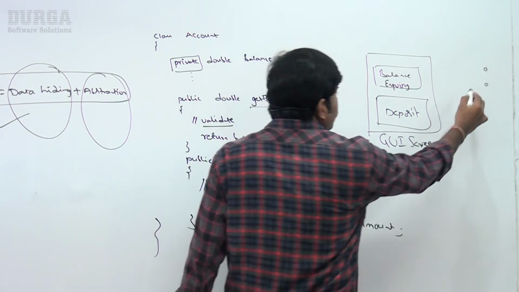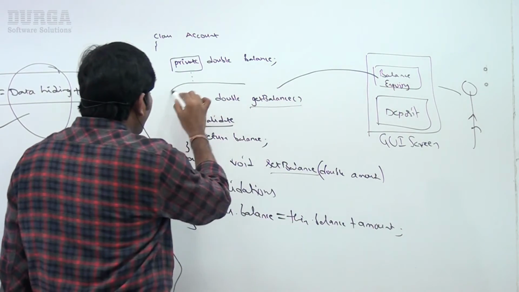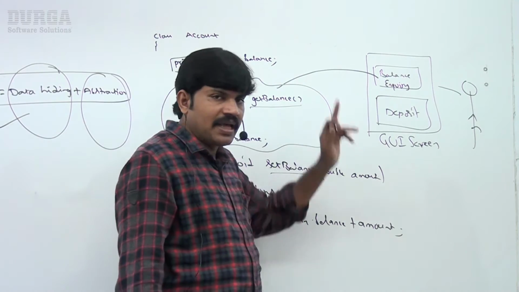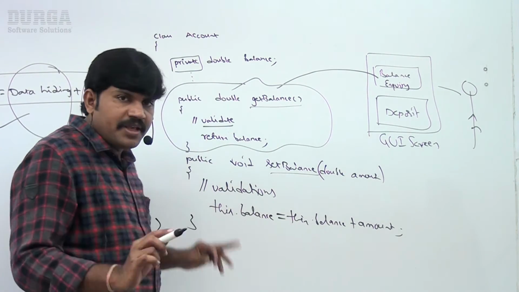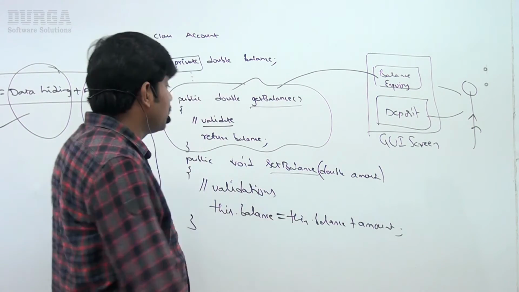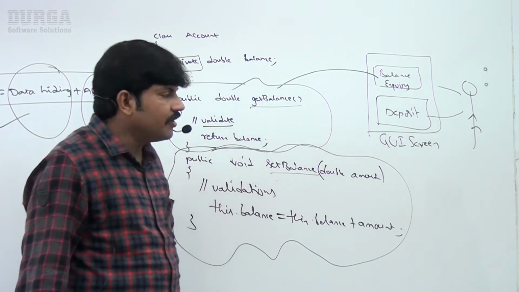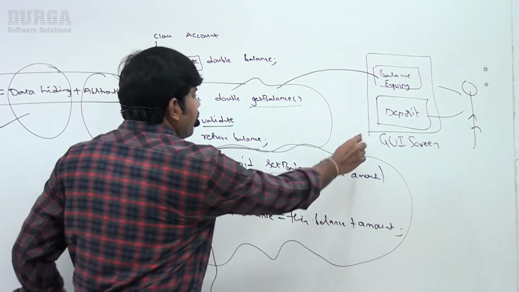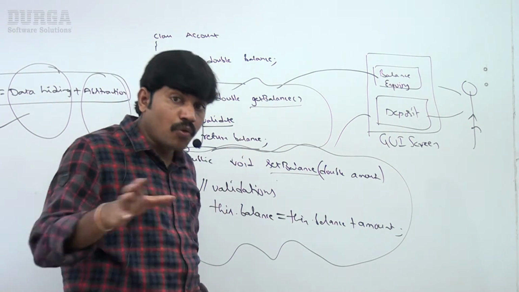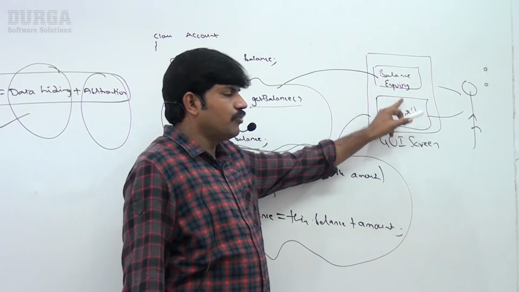Whenever the end user clicks balance inquiry, then the get balance method will be executed. Whenever the end user clicks deposit, then the set balance method will be executed. Are you getting? But the end user doesn't know internally which code is executing, which methods are executing. End user can see only these two buttons.